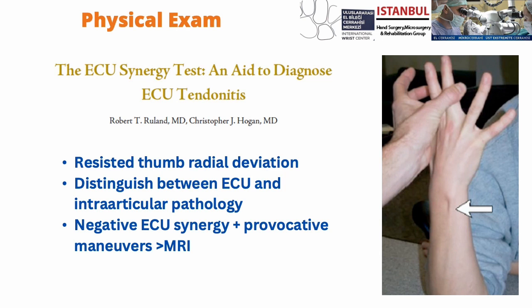The ECU synergist test is also important to rule out ECU tendon pathology. The resisted thumb radial deviation is performed with the forearm in neutral position. This test may distinguish between ECU and intra-articular pathology. A negative ECU synergy test and provocative maneuvers may warrant an MRI examination to look for other intra-articular pathology.